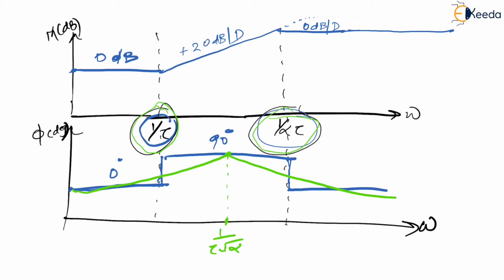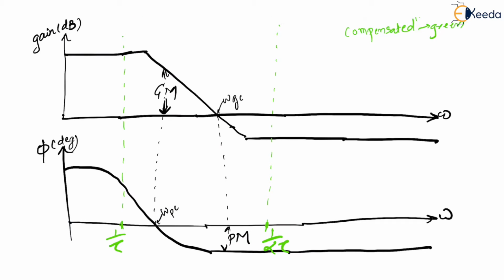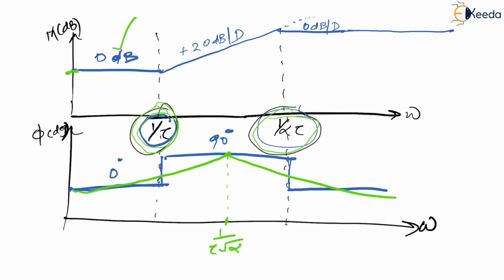Yes. If we check out magnitude in dB, from 0 to 1 by tau, it is going to be 0 dB only with some offset. So let me have the same way here as well. So this is going to be the same way here also for the compensated system, right? Now what happened? From 1 by tau to 1 by alpha tau, what happened to the gain? It increased plus 20 dB per decade.